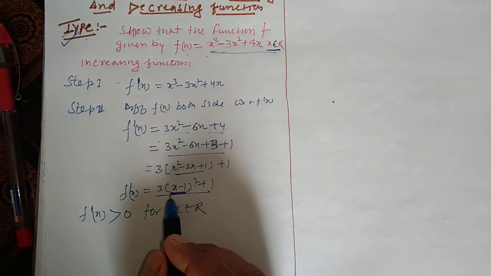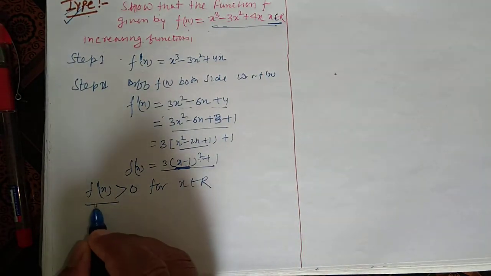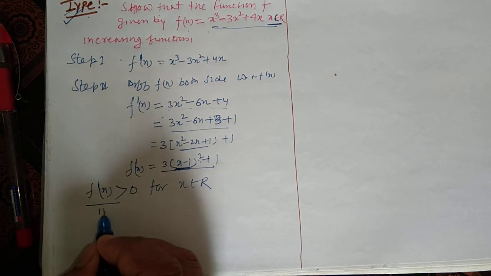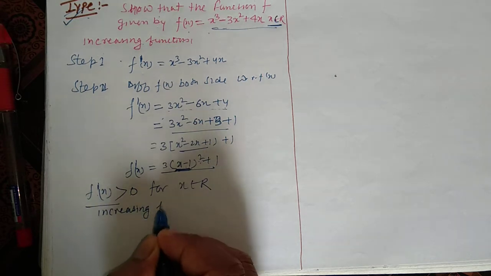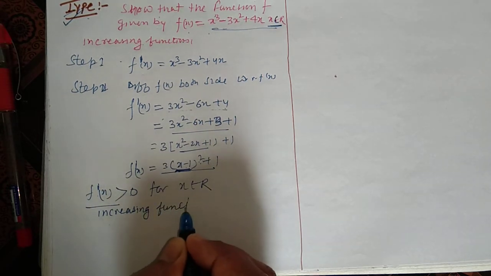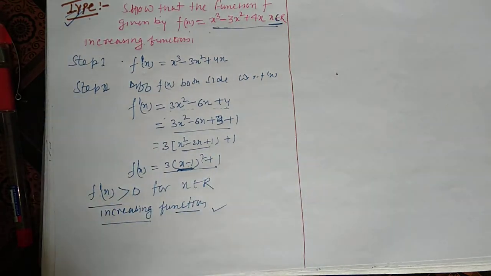So if f dash x is positive, it means it is an increasing function. What kind of function will it be? Increasing function. Clear? Let's move on to type 2 questions.